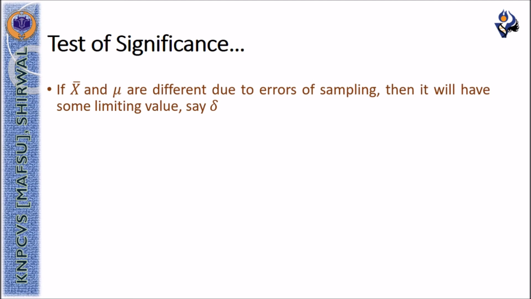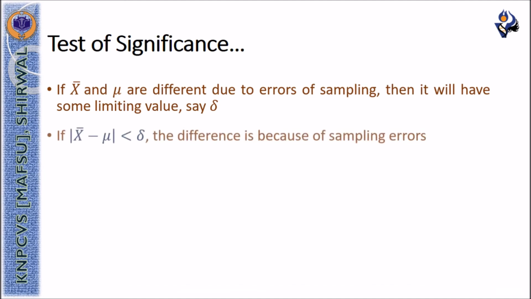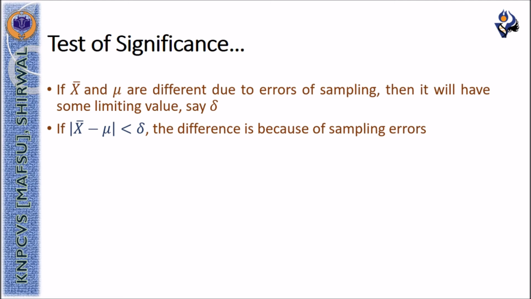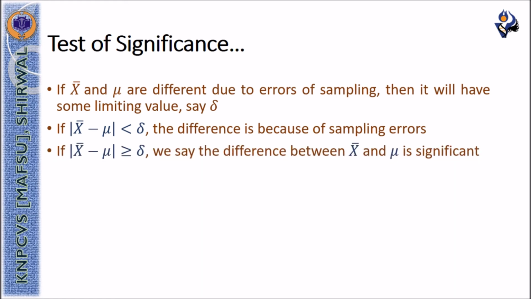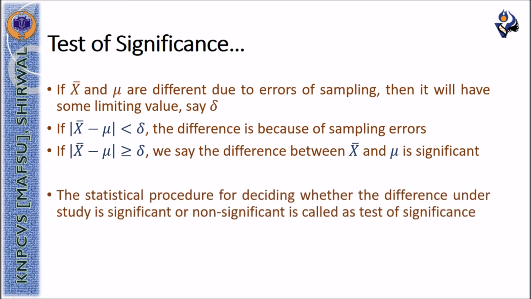If X bar and mu are different due to errors of sampling, then it will have some limiting value, let us say delta. If the difference between X bar and mu is less than delta, we say that the difference is because of sampling errors. And if the difference between X bar and mu is equal to or greater than delta, we say that the difference between X bar and mu is significant. Now, the statistical procedure for deciding whether the difference under study is significant or non-significant is known as test of significance.